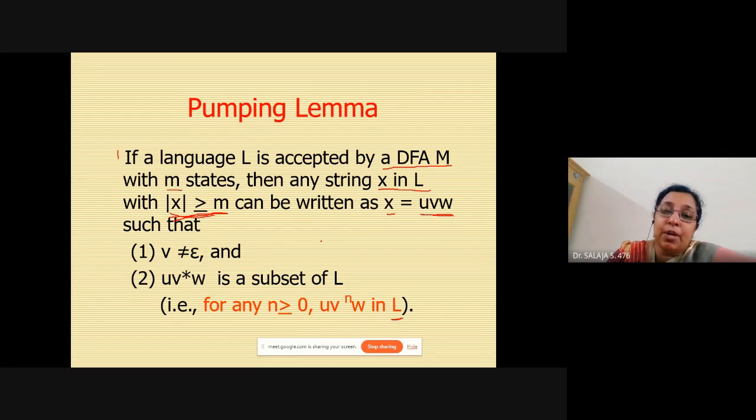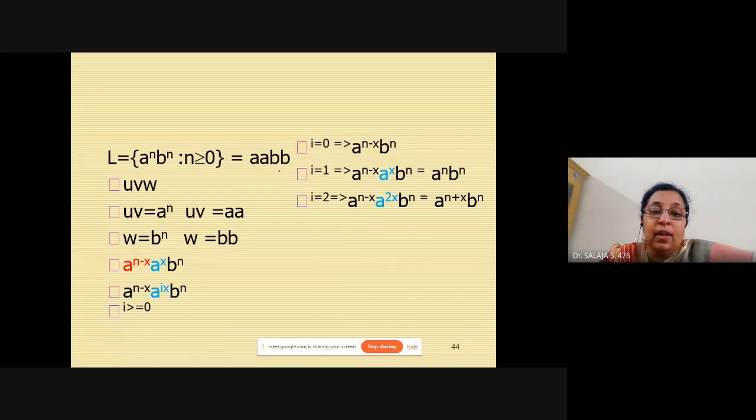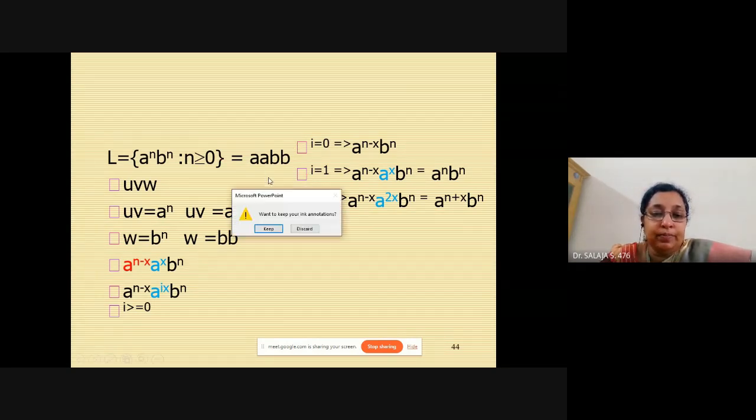With this information, we'll try to understand the first problem, come back again and revisit, just to have a clear understanding of what the pumping lemma is. Now we'll do it one by one.